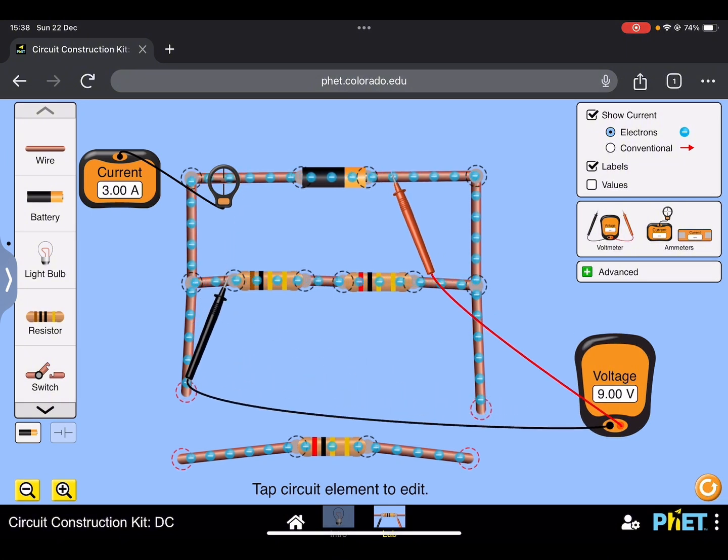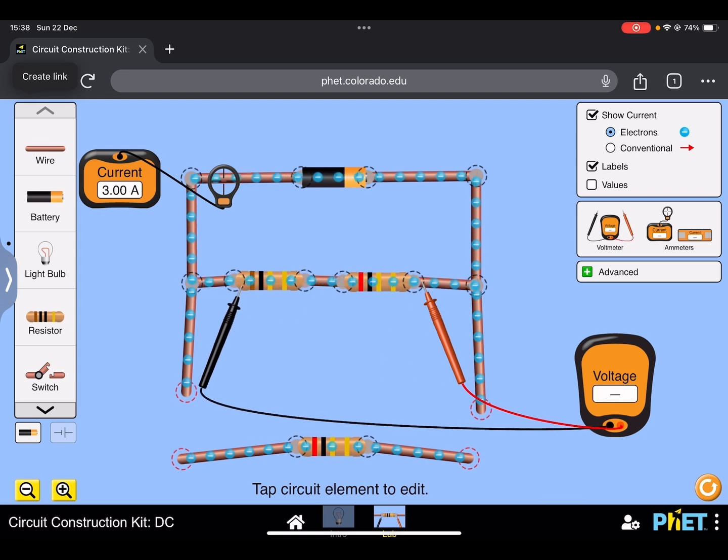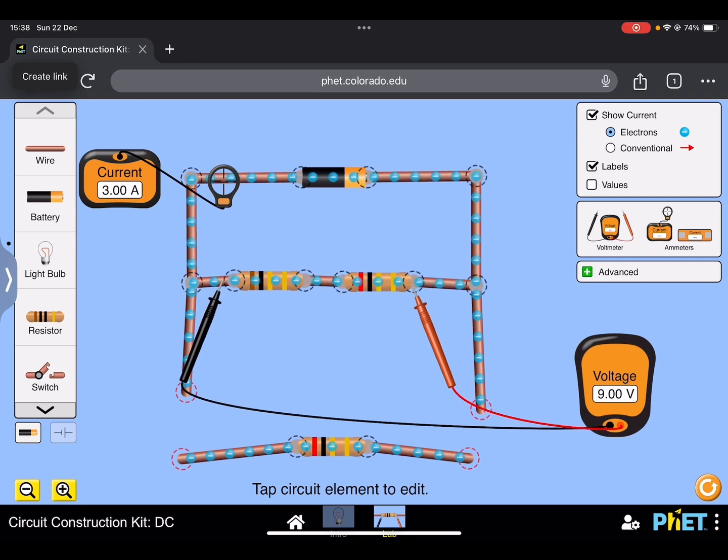This resistor has 1 ohm resistance, so V equals IR, and 3 times 1 equals 3, so the voltage is 3. While this resistor has 2 ohms, so 3 times 2 is equal to 6 volts. And the whole thing added up will add back up to 9 volts. But as you can see, it gets shared between the resistors.